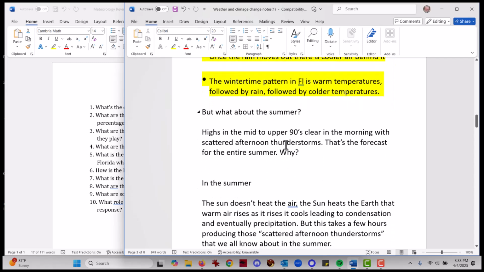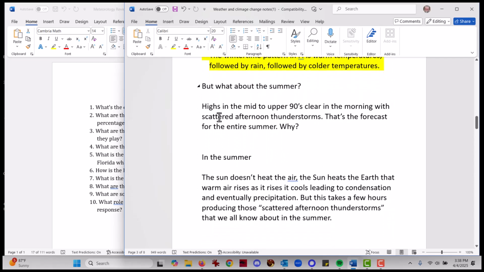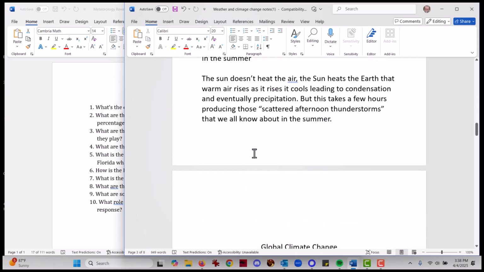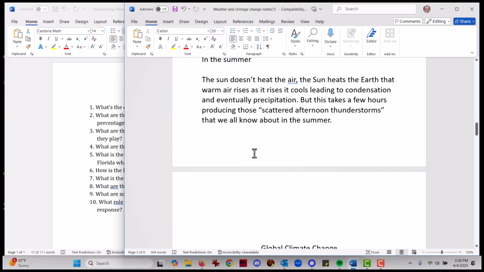And so, yeah. And then the summertime pattern, here's the weather forecast in the summertime, right? Highs in the mid to upper 90s, clear in the morning with scattered afternoon thunderstorms, which is pretty much the weather forecast for the entire summer. And so what's going on there? Well, as I said over and over again, the sun doesn't heat the air, right? The sun heats the earth, and the earth heats the air.